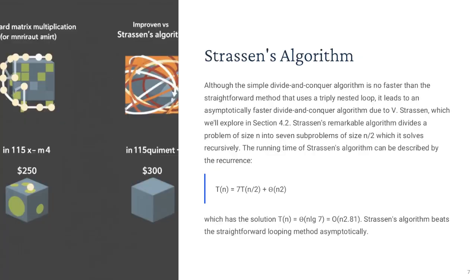Strassen's algorithm revolutionized matrix multiplication by reducing the number of subproblem multiplications from 8 to 7. It uses the recurrence T(n) = 7T(n/2) + Θ(n²). The solution to this recurrence is T(n) = Θ(n^(log₂7)), which approximates Θ(n^2.81).